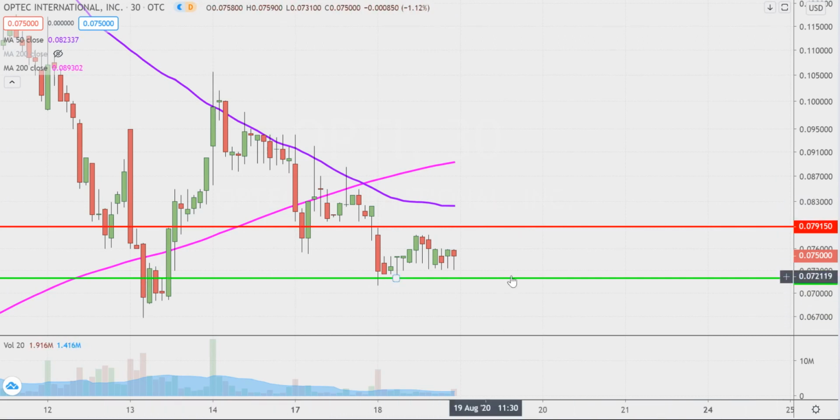I'm not going to mark out 0.068 because you've got to give credit where credit's due. 0.072 did actually do a really good job holding. Price got down around there several times and held each and every time. But we'll see what happens with this one going forward. But yeah, right now things are looking pretty shaky.